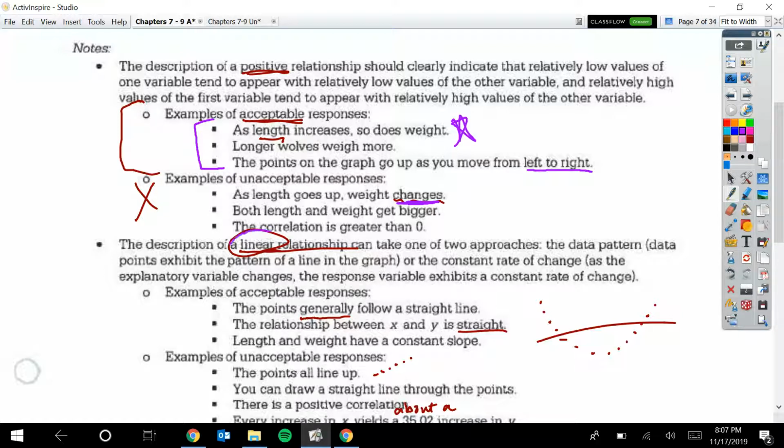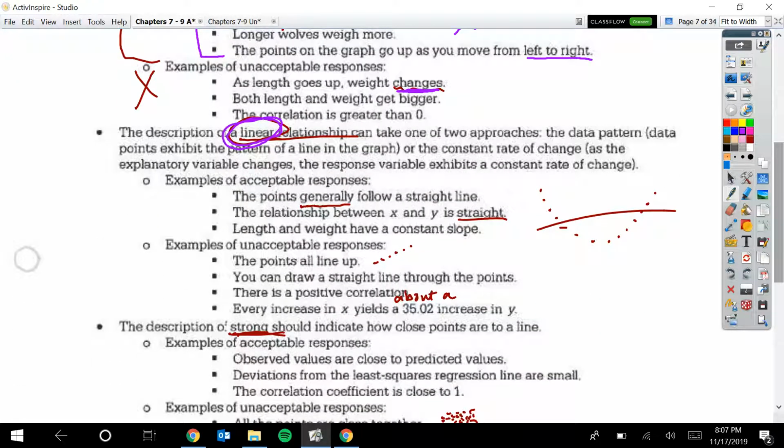All right, next, let's talk about how you would describe linear relationship. Here are the ones that are acceptable. The points generally follow a straight line. You can say that. The relationship between X and Y, or it would be even better yet if you said between length and weight, is straight. The length and weight have a constant slope, which you may or may not think about that.